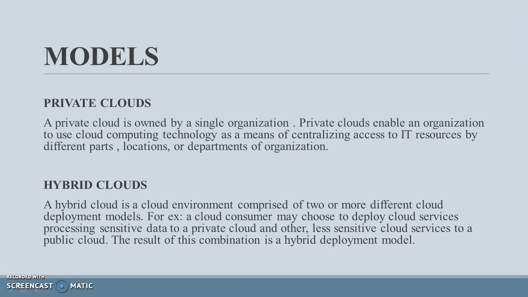Next is hybrid clouds. A hybrid cloud is a cloud environment comprised of two or more different cloud deployment models. For example, a cloud consumer may choose to deploy cloud services processing sensitive data to a private cloud and other, less sensitive cloud services to a public cloud. The result of this combination is a hybrid deployment model.